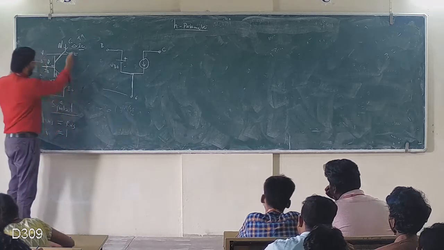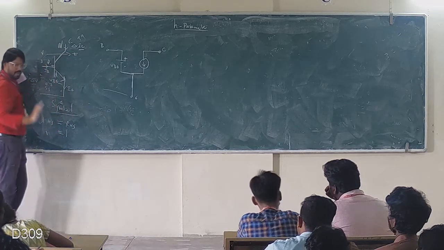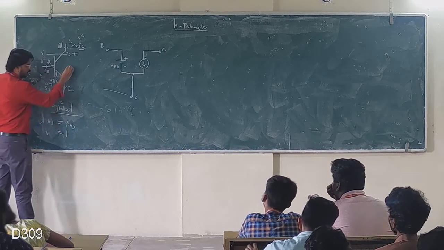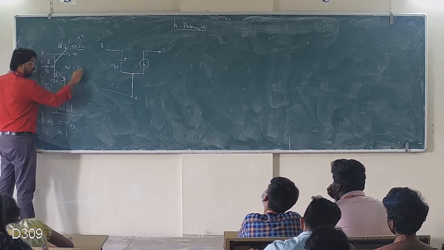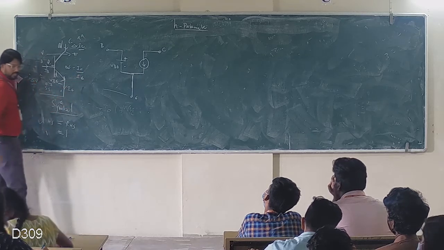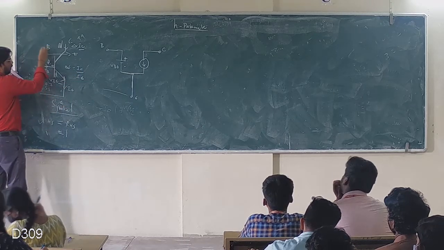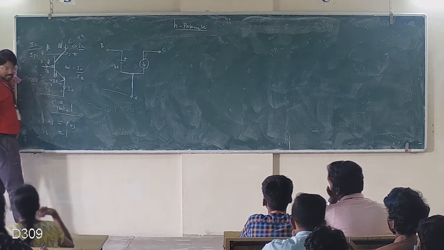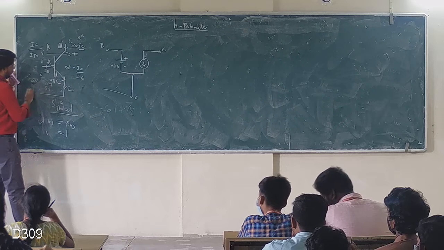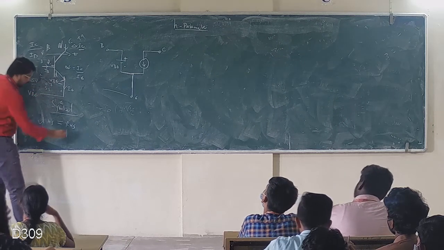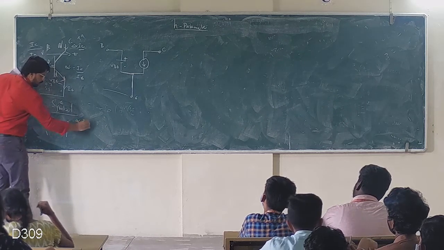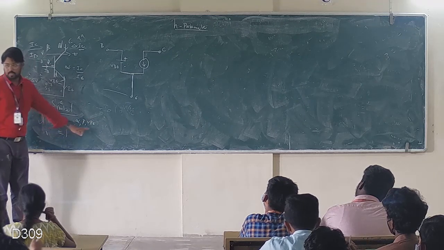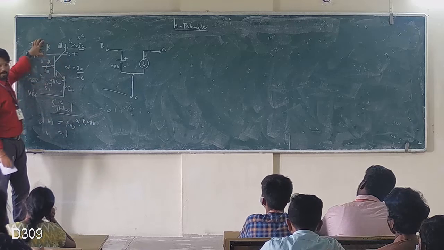So what is change? Remember ABC, right? You know ABC. What is A? Alpha. That is equal to IC divided by IE. What is B? B stands for beta. That is equal to collector current divided by base current. What is C? Section C. That is equal to VBE. So basically alpha, beta, VBE is my date of birth. Date, month, year. Alpha, beta, VBE.